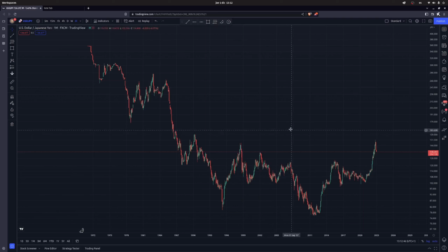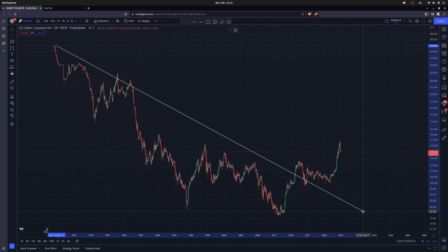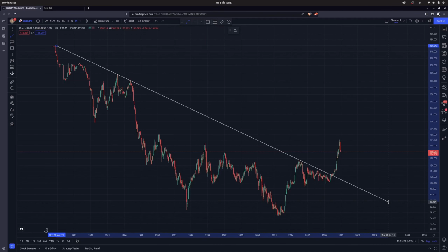Right, so let's zoom out here again, make sure we are here on the monthly. And in general, what we can see here is there was a general downtrend, from the 70s, here at the highest point at 355, and to the lowest point in 2011 at 73. So let's draw this line here. Let's see if we can make out a trend line.